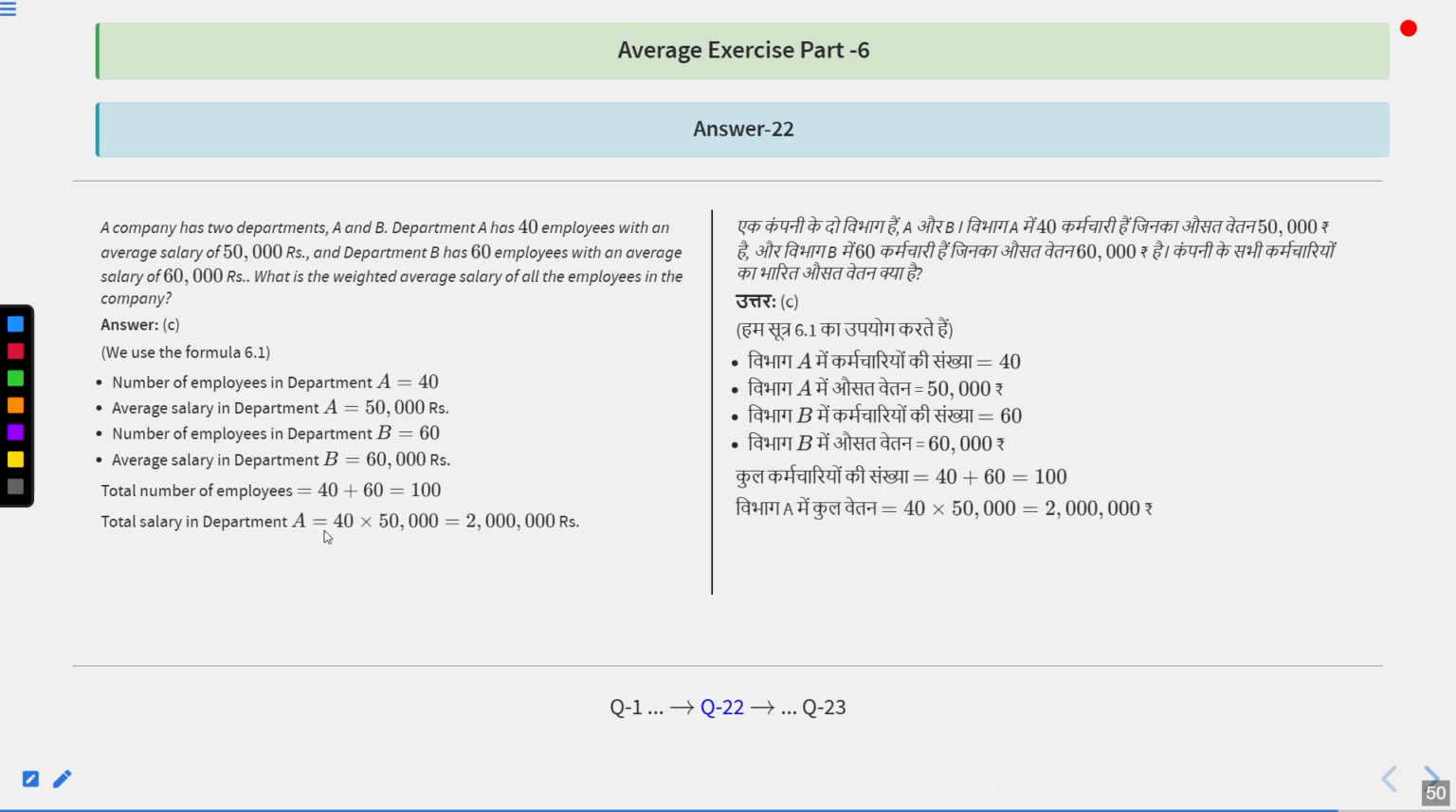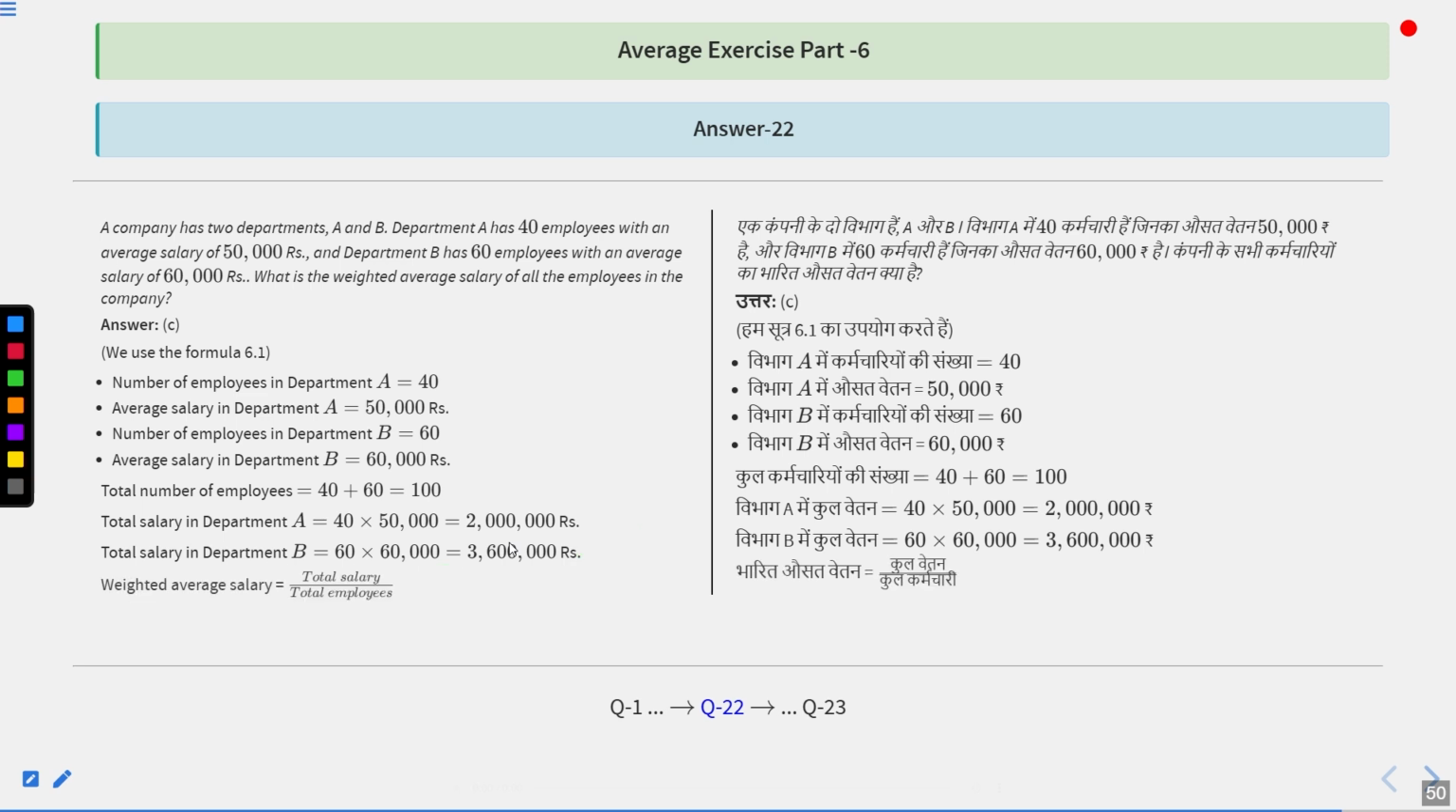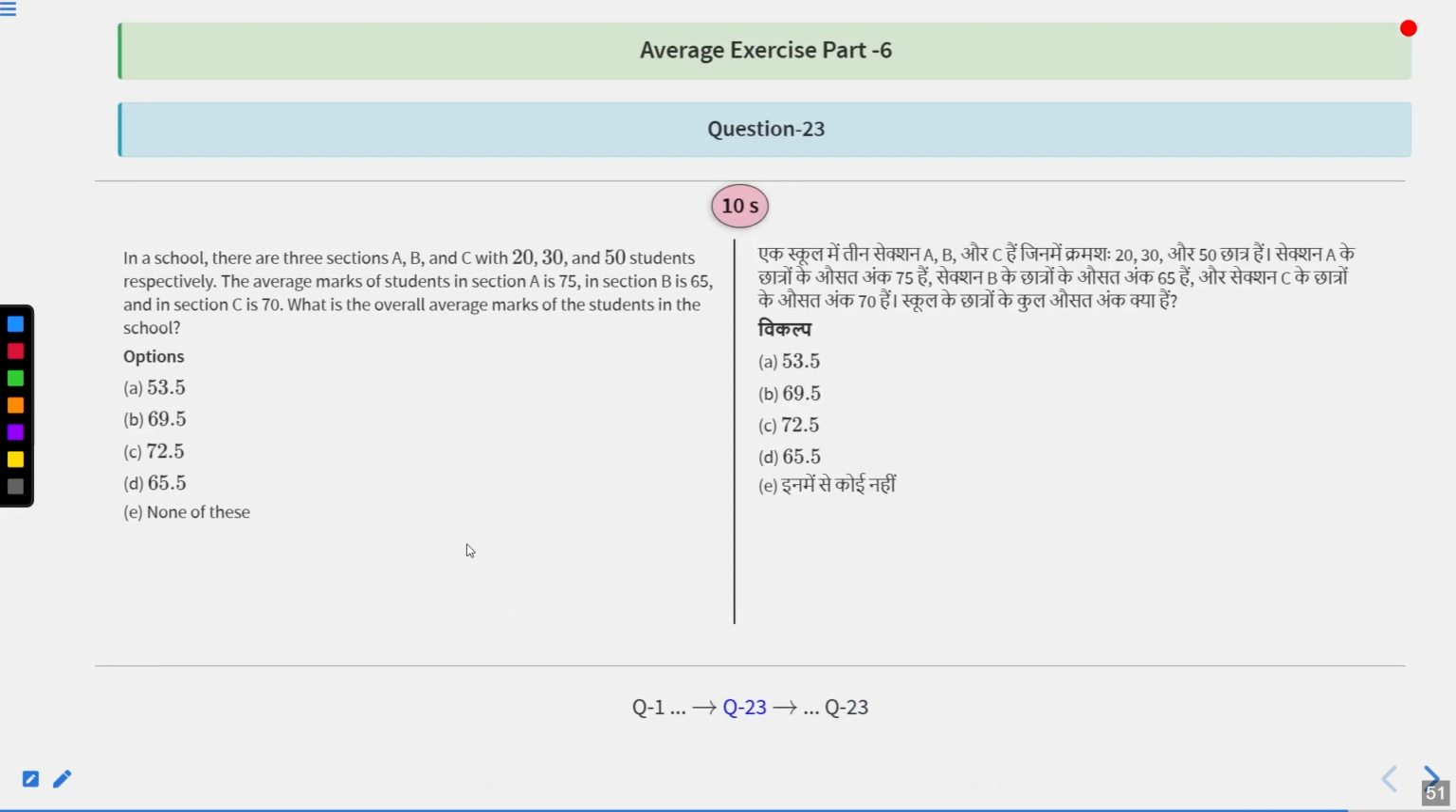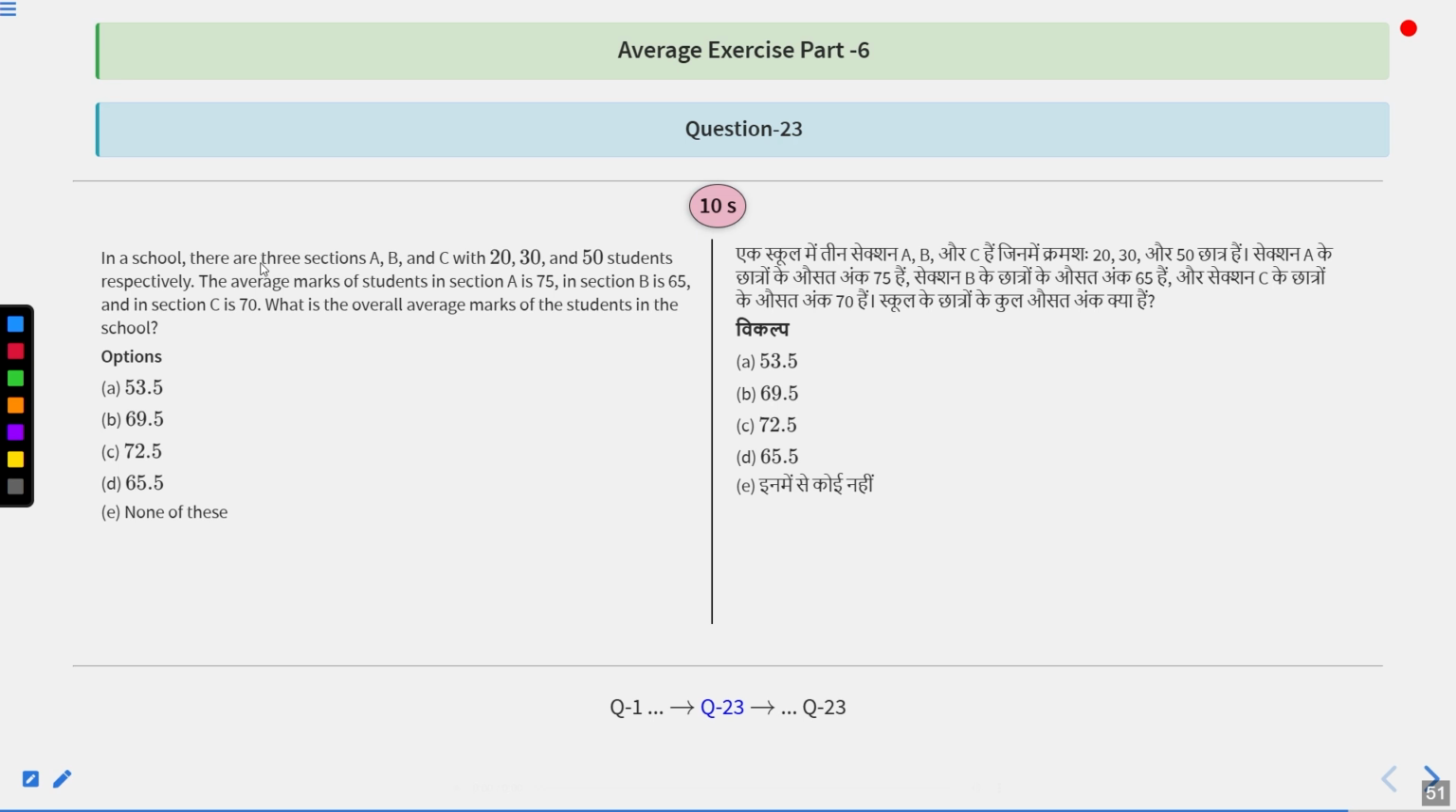Same way, the total salary of department A is 40 into 50,000, which becomes 20 lakh rupees. Same way, the total salary in department B will become 60 into 60,000, which is 36 lakh. So what will be the average salary of the total employees? Total salary upon total employees. So when we calculate it, we get 56,000 rupees. Clear? Next one.